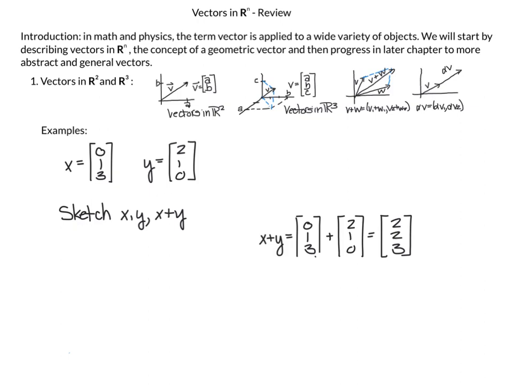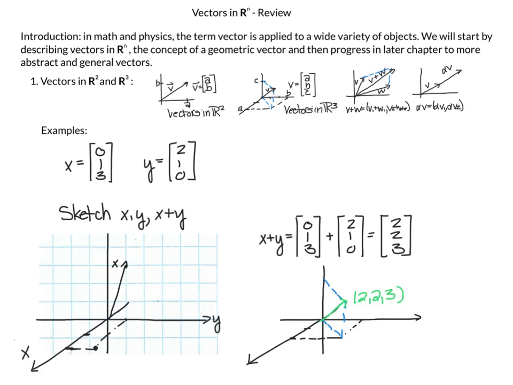For our next example, we have x equal to (0, 1, 3), and y equal to (2, 1, 0), and we want to sketch x, y, and x plus y. So this is trickier because it's in 3 dimensions. I will start with x, which is (0, 1, 3). So I go no units along the x-axis, 1 unit over on y, and then I go up 3. So x isn't bad. Now I need to do y, (2, 1, 0).